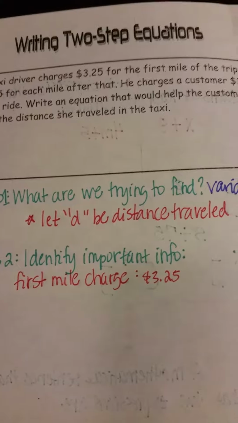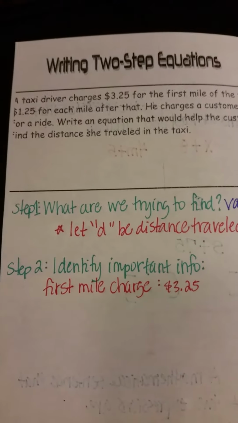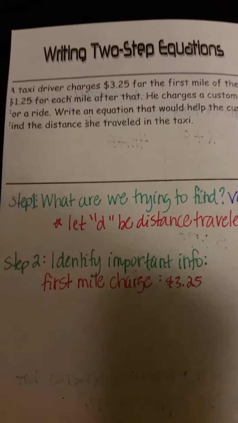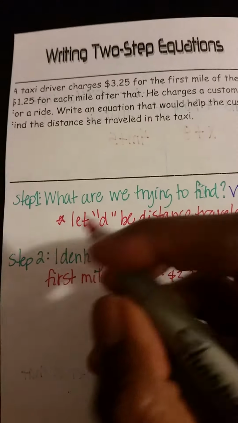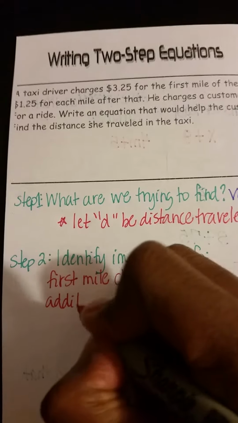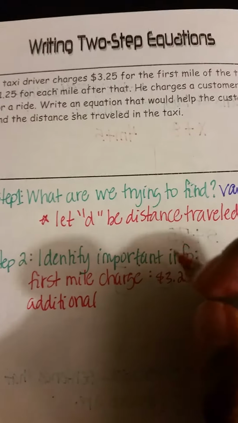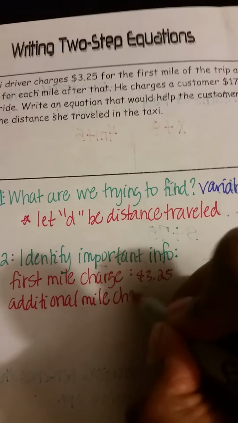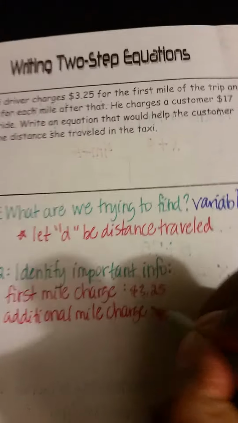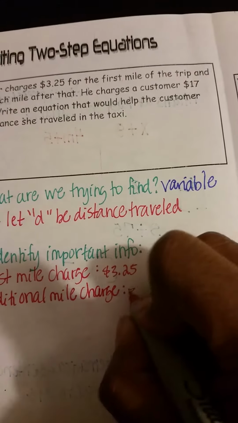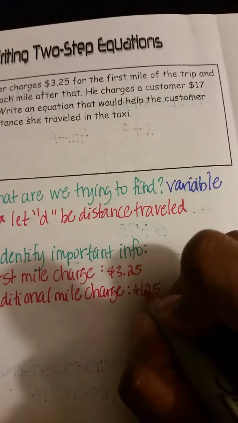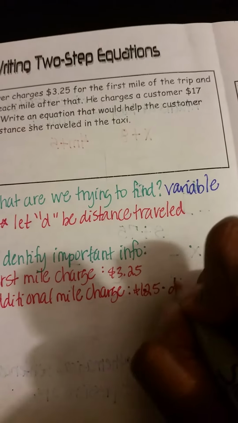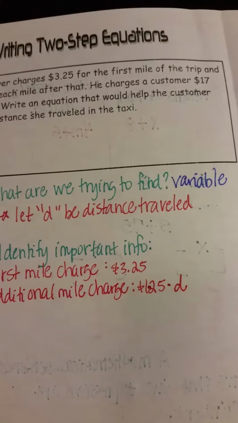Okay. And we also know that it's $1.25 for an additional mile charge. Okay. So the additional mile charge is $1.25. It's a decimal there. And we're going to say times D because, remember, we're trying to find our distance.